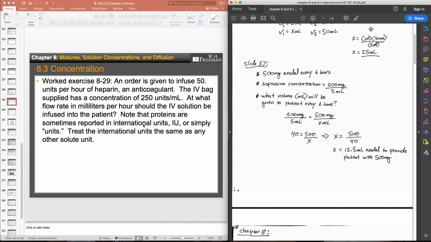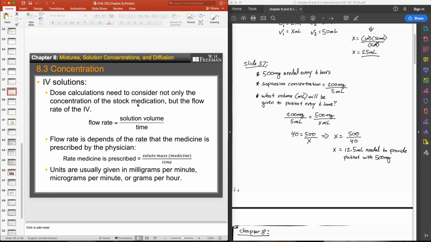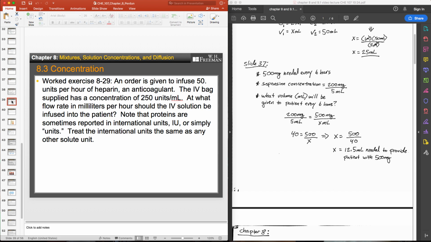In this example, IU, or international units, simply means units, and we treat it just like any other unit. Even though it says units, don't let that trip you up; you can think of it as some amount. In this last slide we were looking at solution volume over time, and the rate is prescribed in mass over time. If we're looking at this slide where we have units, then we're looking at some amount per volume, so some amount of mass per volume.